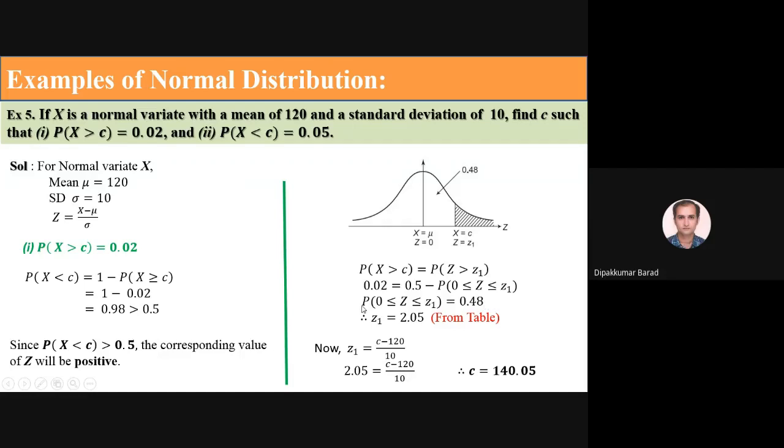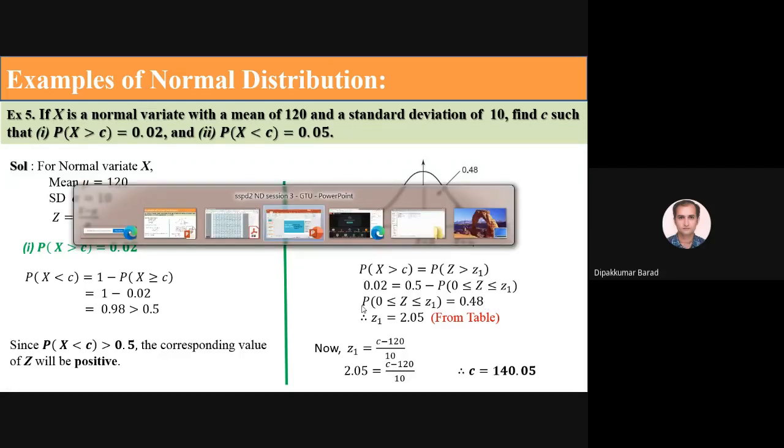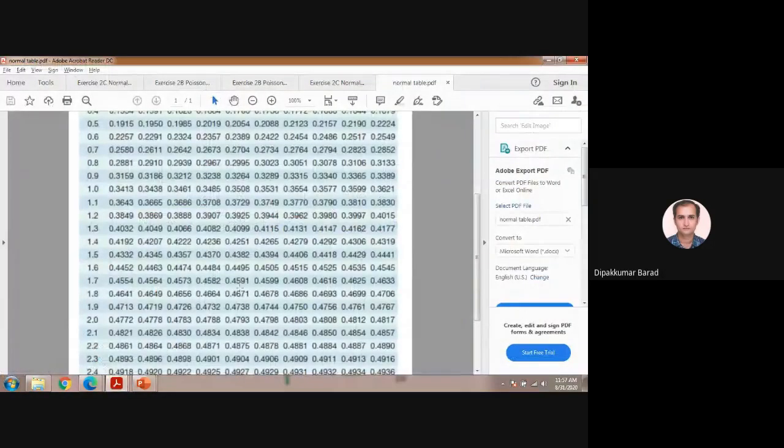Now if we look in the table, I have to look for 0.4800. But once I look here, I find 0.4798 and 0.4803, so there is no point where we get exactly 0.4800. But this point, 0.4798, is near to 0.4800. Okay, so I can consider this value.